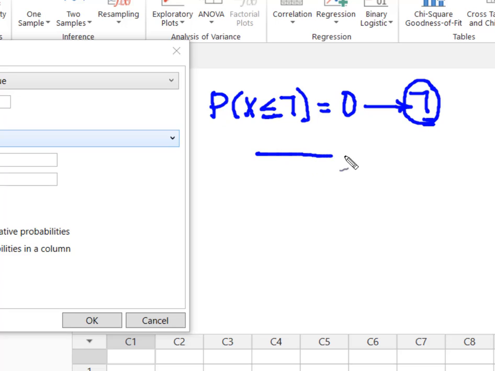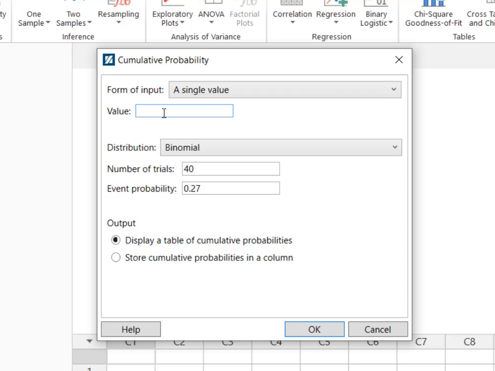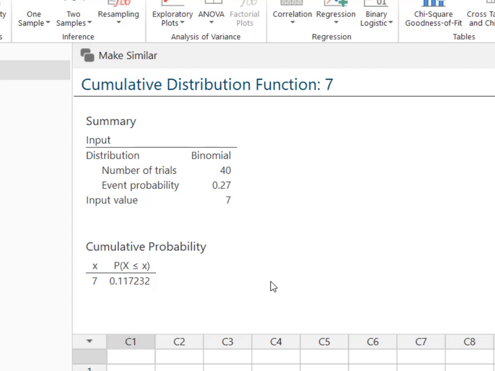Minitab naturally solves from my value of X down to 0, so I'm not going to have to subtract anything. I'm just going to be able to use the probability that Minitab generates for me. So we decided that our value was 7. Everything looks okay, so we'll hit OK. And what Minitab tells us is that the cumulative probability that we would have 7 or fewer people who said they hate broccoli would be 11.72%, roughly rounded.